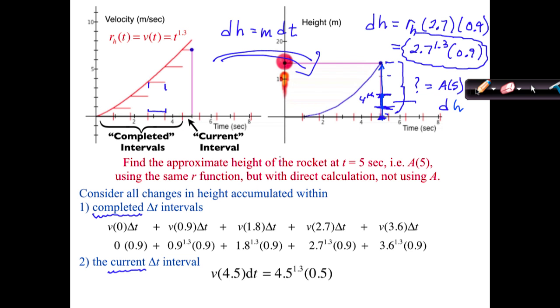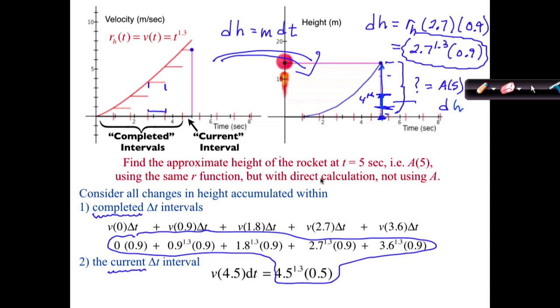So given each of these rates, in each interval, we can calculate how much change, right? These are dh for each interval. And then for the current interval. And what will we do now to get A of 5? Add what? All that and that. We're going to add all that together.